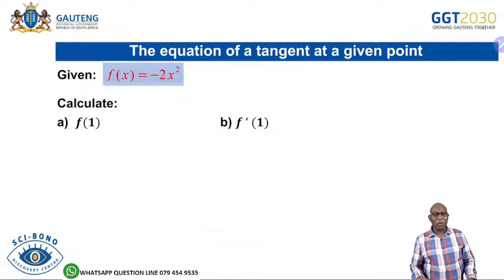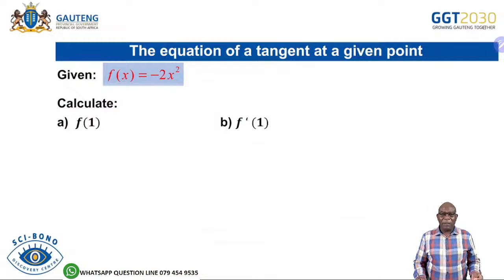The first thing that we're going to be doing is the equation of the tangent at a given point. But first of all, let us explain this. If I'm given a function, remember the f is the name of the function. Okay, so the minus 2x squared is the function that is given there. So we need to calculate.